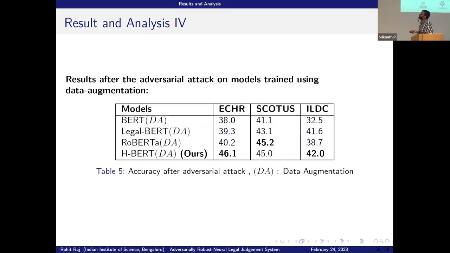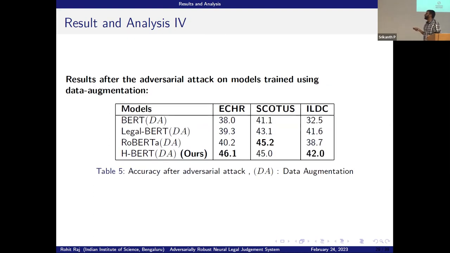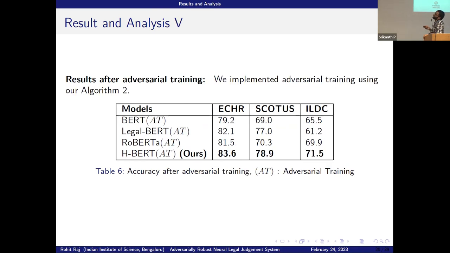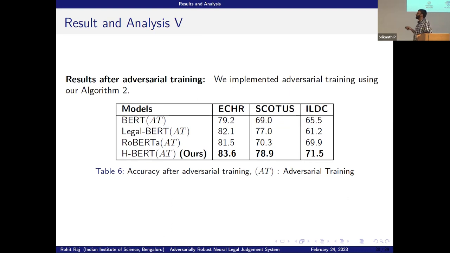After that, we trained using data augmentation. In this approach, it is a little bit better as compared to the adversarial attack using normal training, because in data augmentation, the model may come across some diverse set of words which are not seen during normal training. After that, we applied adversarial training, and the accuracy is similar to the original accuracy. This is the original accuracy. After adversarial training, accuracy is similar because it is not adding much information during adversarial training. That's why I think it is similar.